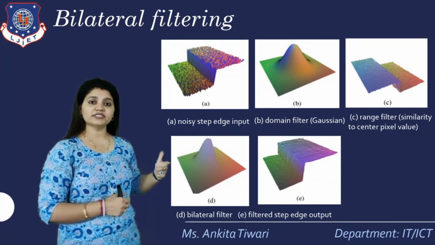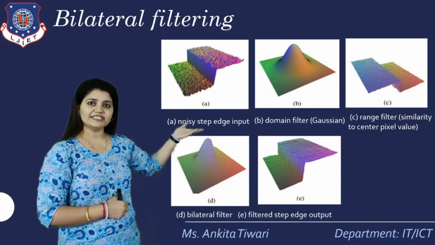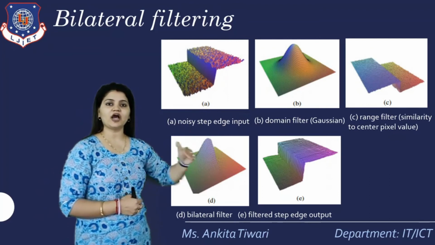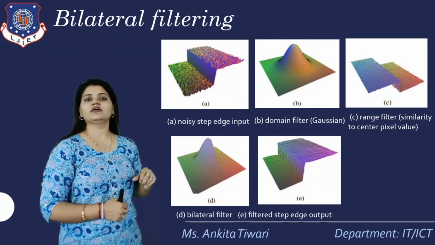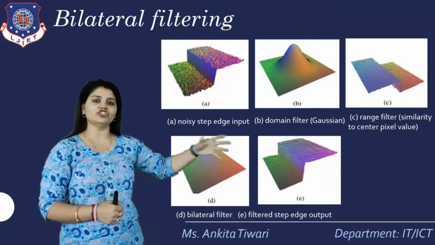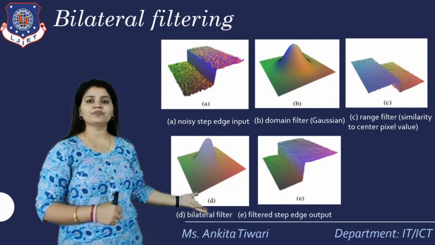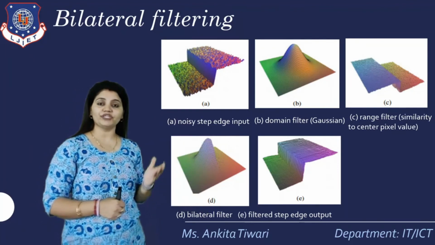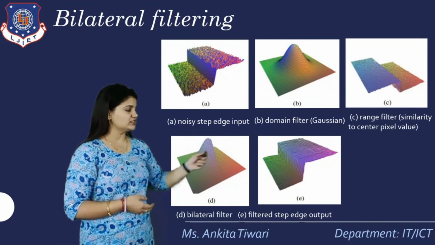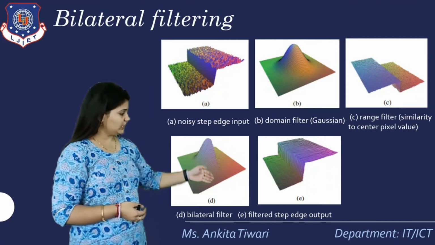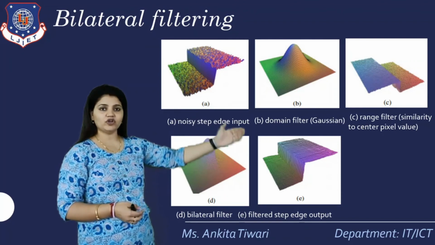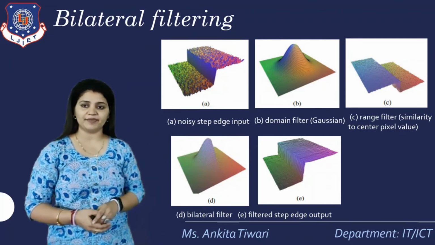You have to see the colors also, like from the noisy step how the color combination takes place, what the domain filter, that is Gaussian, we are taking, and how the range filter takes the stepwise value. With respect to the domain only, because with Gaussian only it will take place. Now this is how the bilateral filter works with respect to different combinations of color. And in the filtered step edge output, see there is some change. The step will remain as it is, but with respect to the step and the color combination, it is changing. You can see in the diagram as well.